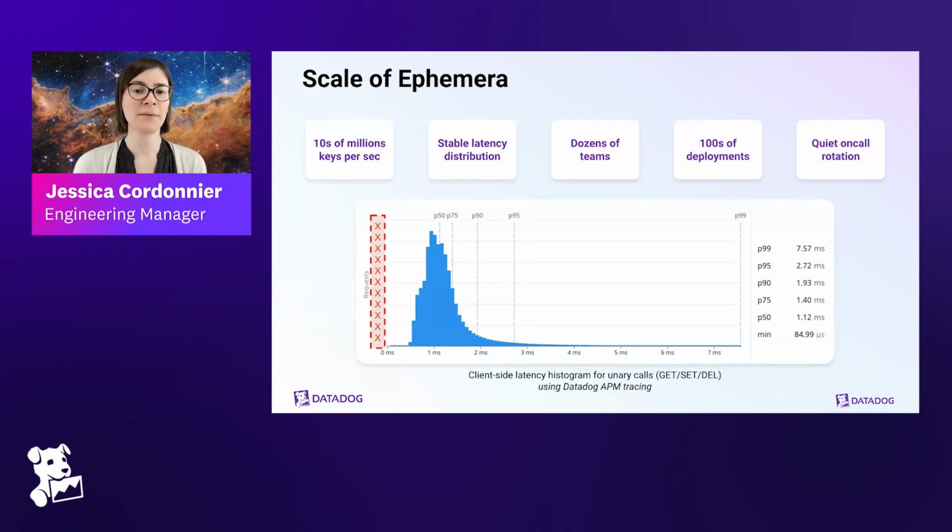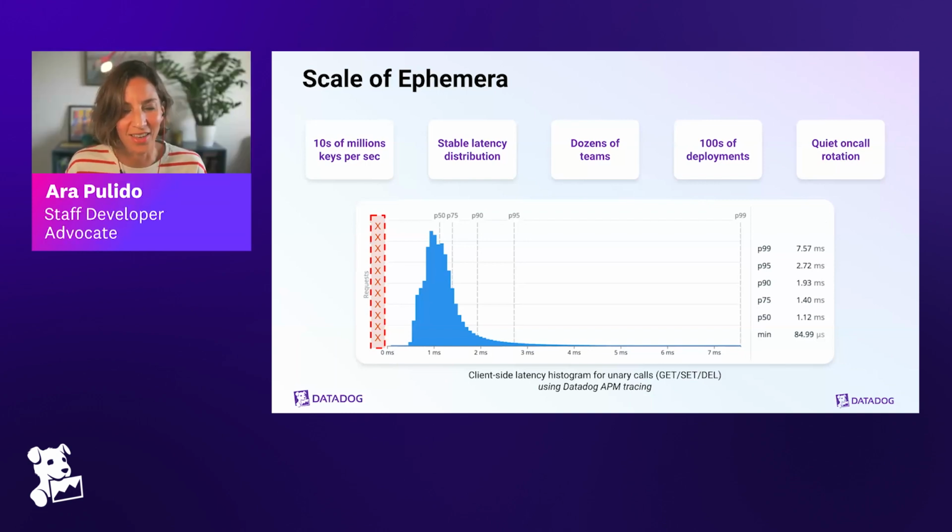We have dozens of teams inside Datadog using this system, which is supporting tens of products that all of our users use every day. And today we have hundreds of deployments of Ephemera. And again, thanks to that simplicity that we built into the system and the guarantees, it turns out that we have a very quiet on-call rotation. The system has been built in a way that's very stable and enables us to focus on providing a better experience to users and providing better performance in general.